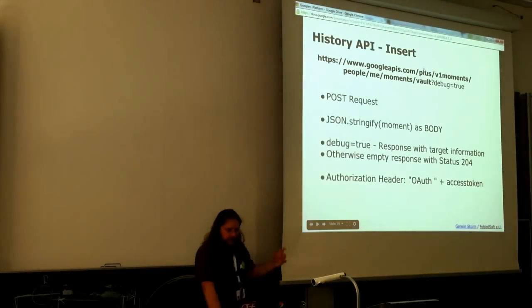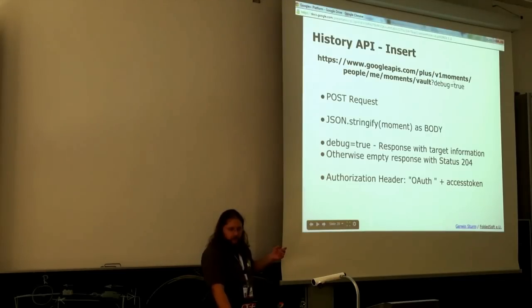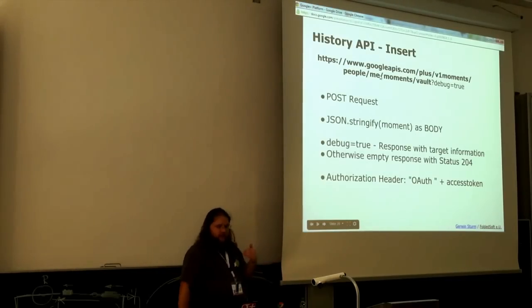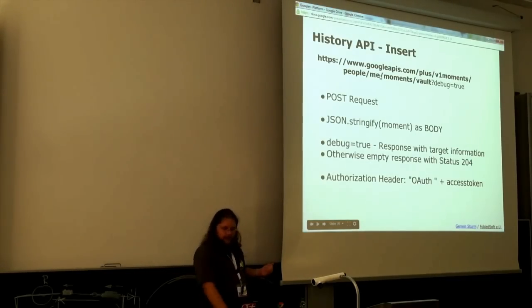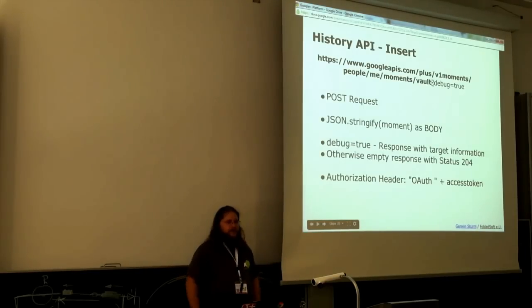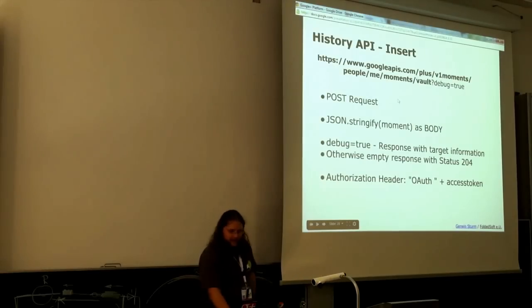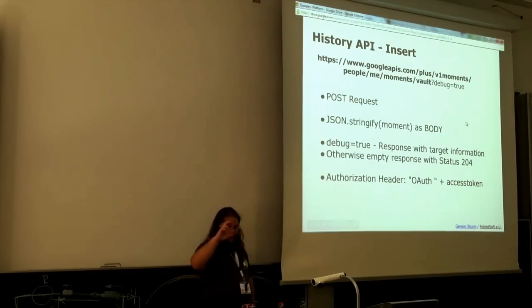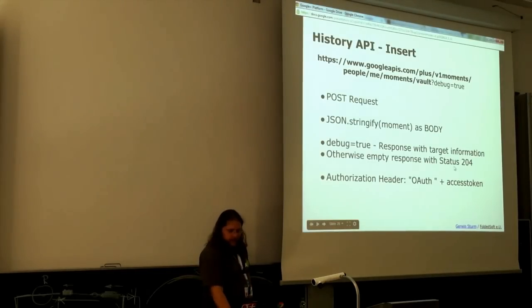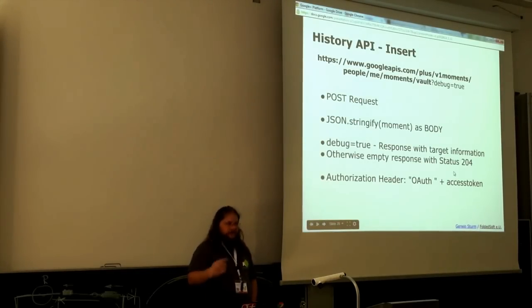Yeah, so now, actually the request, you only have one request in this API, which goes to version 1 moments, people, me, because I can only write moments for me and no one else. And then I write this into a vault. I have no idea why they named it vault. And then I just send a post request, enter the moment as string into the body, and add the access token to the request so it's authenticated.